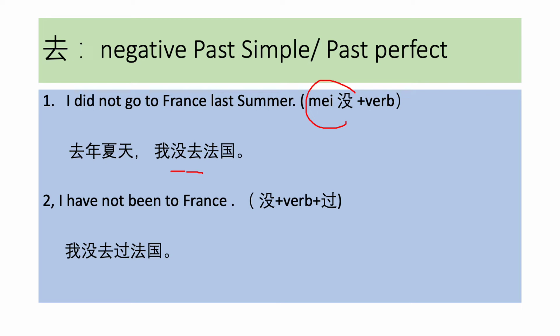How to negative a past perfect? Very easy. Just add a 没 in front of the verb and keep using 过. 没 and 过, and that's a verb. I have never gone to France. I have never been to France. Okay? 我没去过法国.